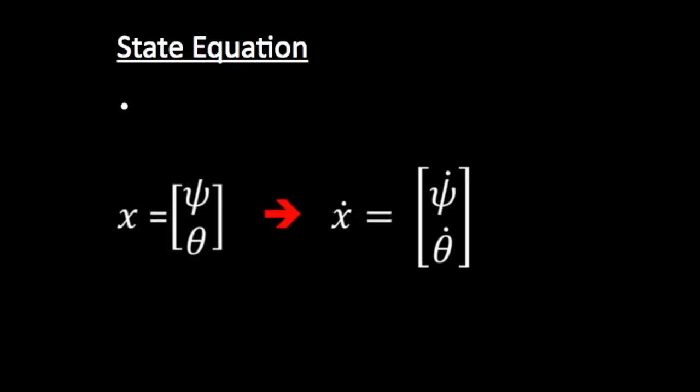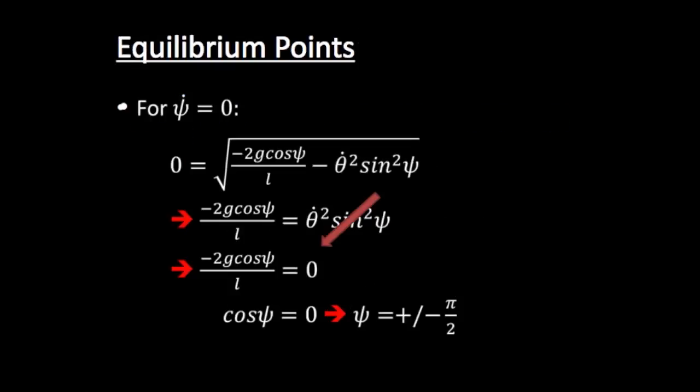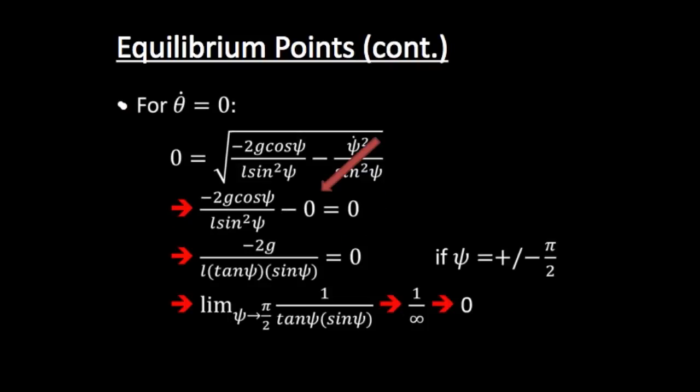We can define our state vector in terms of psi and theta, which yields a state equation of psi dot and theta dot. Our derivation for psi dot and theta dot is shown. You can pause the video for a better look. If we set psi dot and theta dot equal to 0, we can solve for our equilibrium point. Here, when psi dot equals 0, it simplifies down to cosine psi equals 0, which yields that psi must equal plus or minus pi over 2.